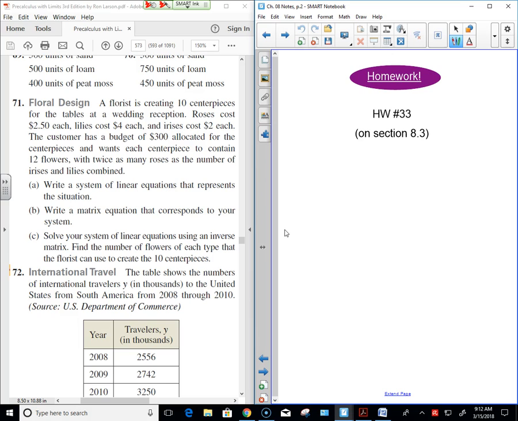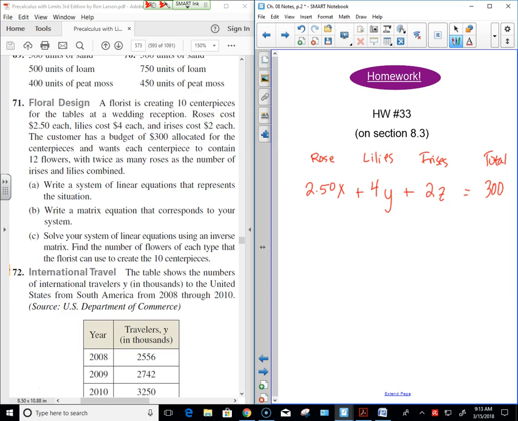Okay. So I see roses being, we'll make this the rose column if that helps. Roses I know need to be $250. Lilies are going to be $4 each. Irises, $2 each. And how much total money does she have? Okay. So then if we were doing a system of equations, we call roses X, lilies Y, irises Z, add them all up. She only has $300. But what else do you see besides money? She wants 10 total centerpieces with 12 flowers each.